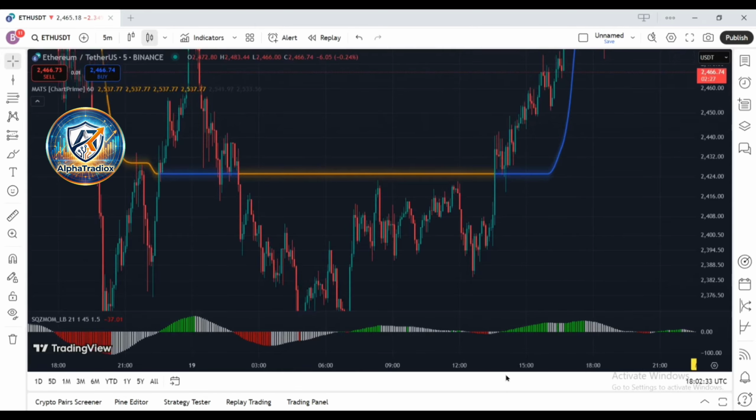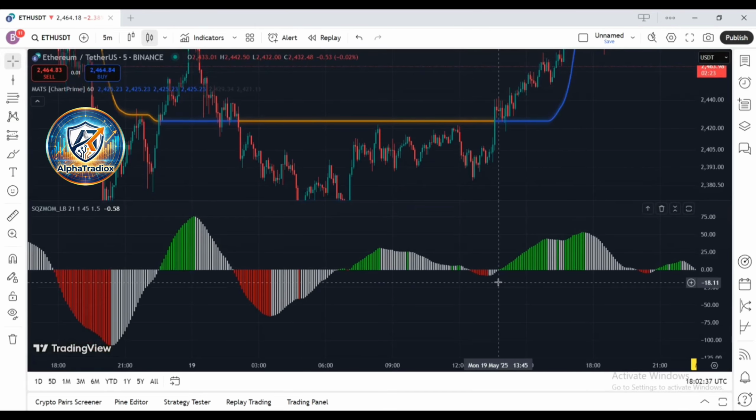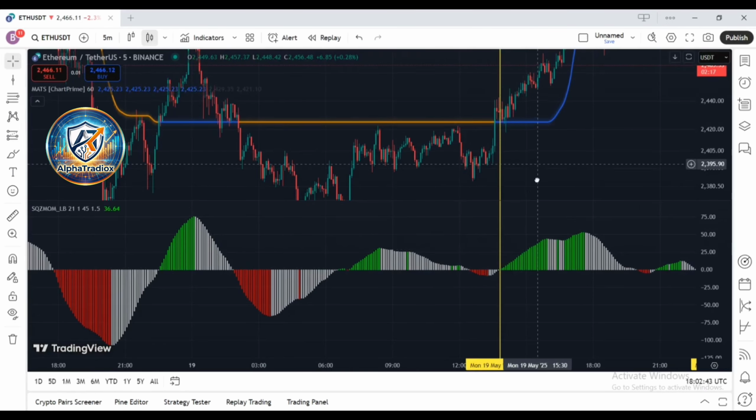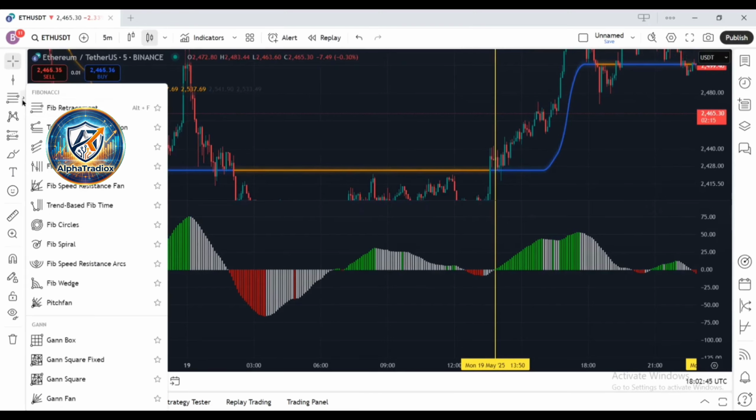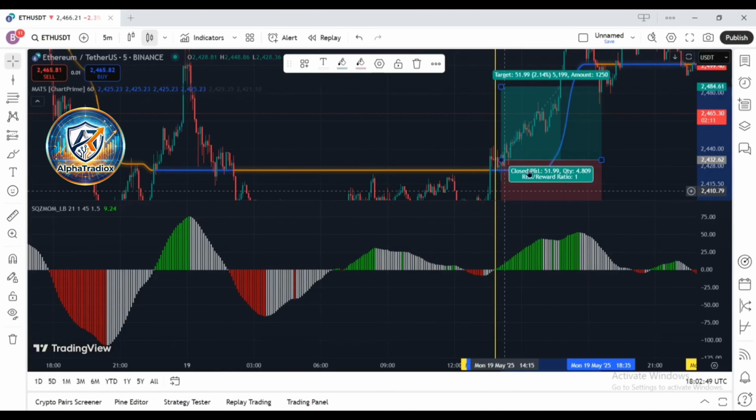Alright friends, take a look at this example. Our line is blue, so the trend is bullish. Let me zoom in here so you can see it clearly. Now look here as well, we have a trend change. Draw a vertical line here, and enter the trade at this point. That's how simple it is.